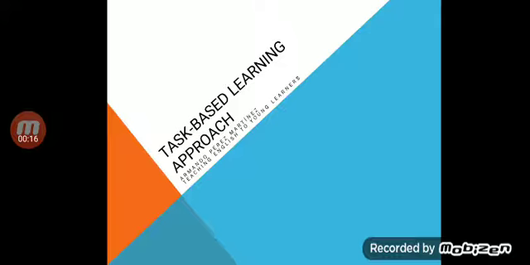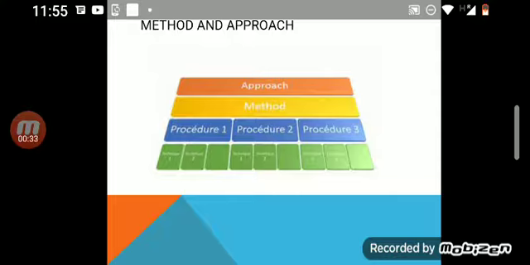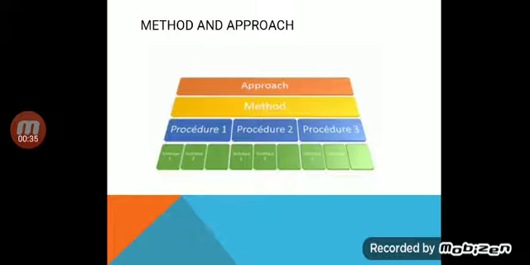According to Richards and Rogers, an approach refers to general assumptions about what language is and how learning a language occurs. It represents the sum of our philosophy about the theory of language and the theory of learning. It describes the nature of the language, how knowledge of a language is acquired, and the conditions that promote language acquisition. On the other hand, a method is a practical implementation of an approach.